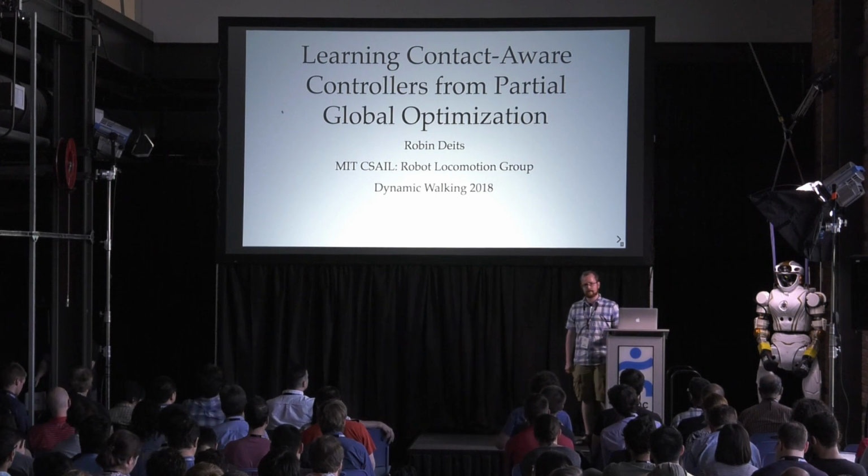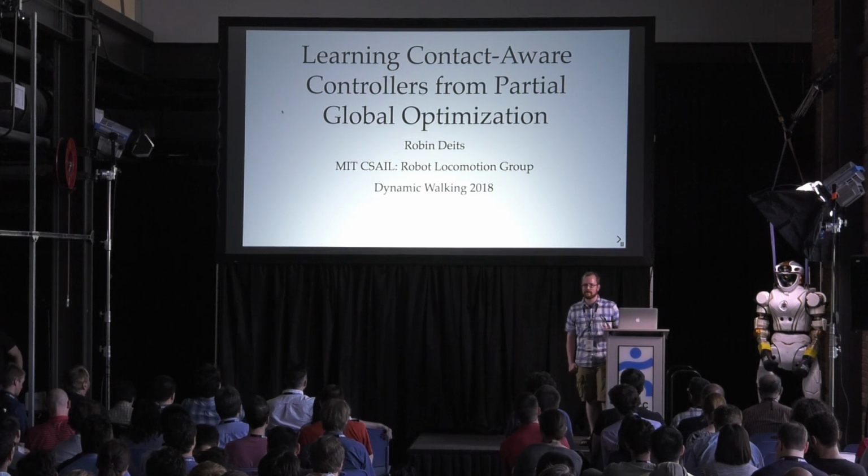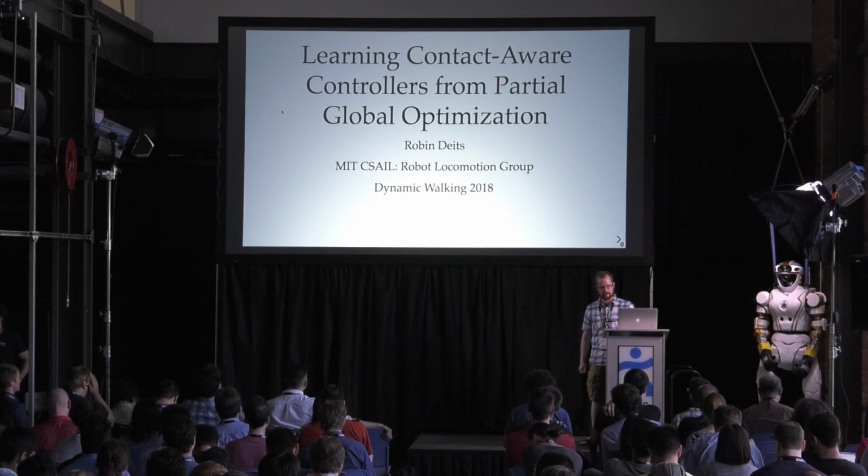So hi, I'm Robin Deits. I'm from the Robot Locomotion Group at MIT, and I want to talk about learning contact-aware controllers. So controllers that can make decisions about contact using global optimization.